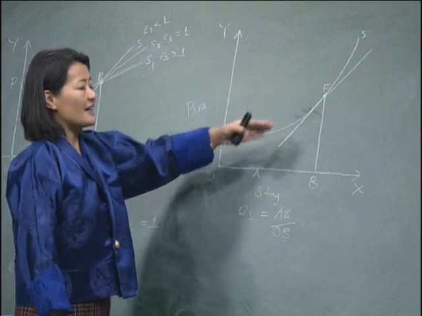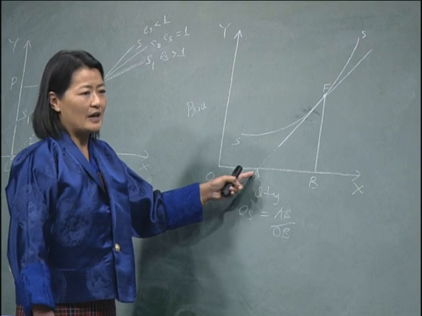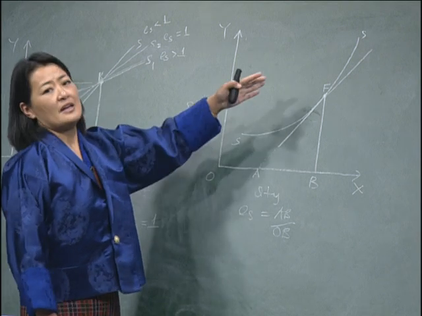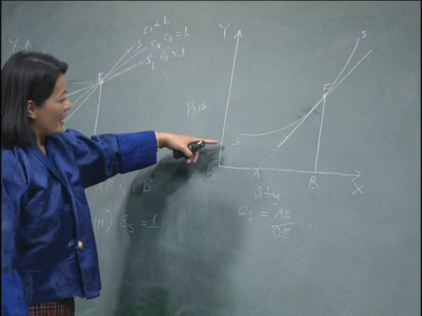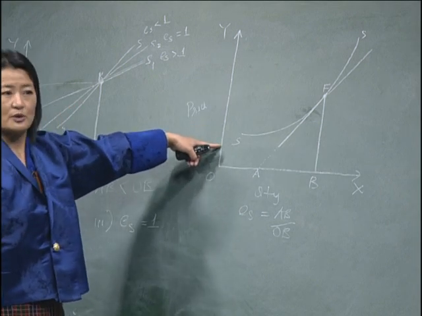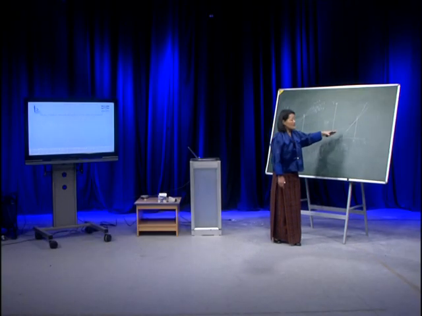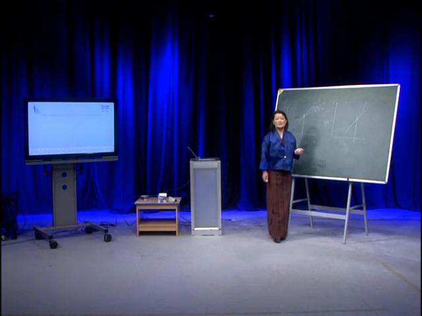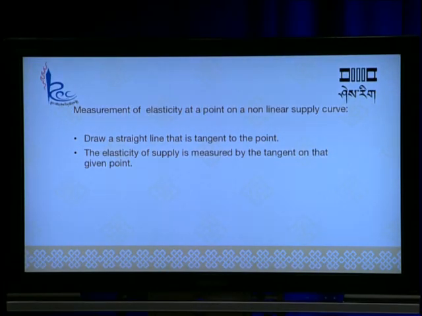So, if your straight line touches the x axis, the value is going to be less than 1. If the straight line touches the y axis, the value is going to be more than 1. If it runs through the origin, the value is going to be equal to 1. Okay, so these are the points that you should remember when you calculate point elasticity for a non-linear supply curve.